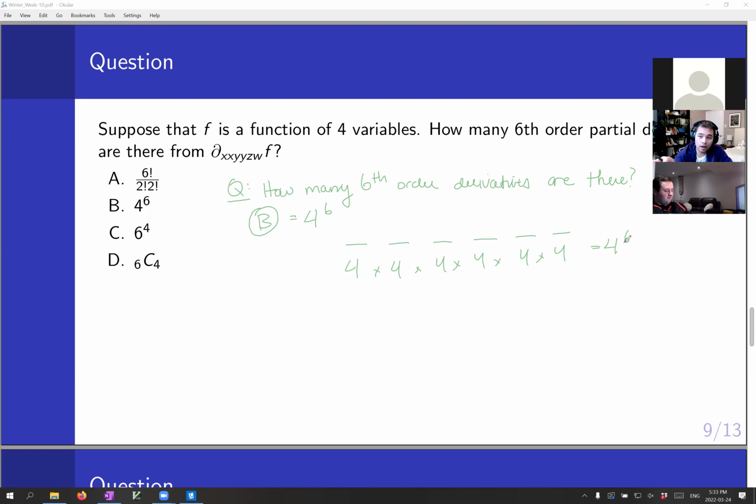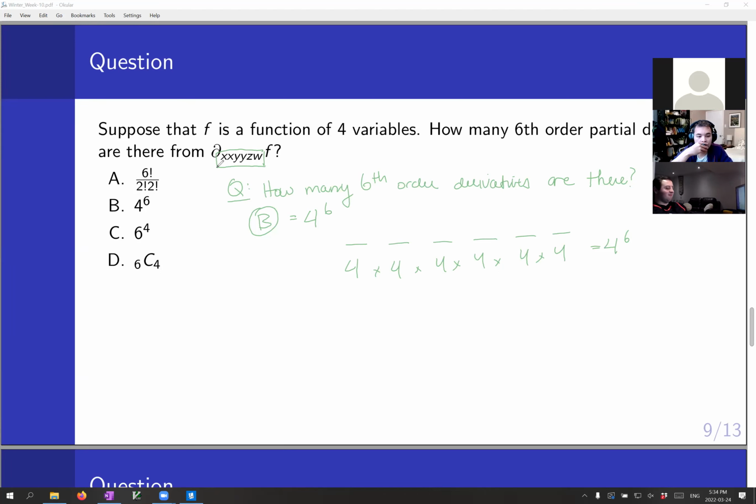But in this problem, we're not asking you to find all of those, right? We're saying how many of them specifically are of this form. And one of the things that hopefully you learned is that in Clairaut's theorem, or in this case, the generalization of Clairaut's theorem, the order of these actually doesn't matter. If you're taking an x, x, y, y, z, w derivative, you can take those derivatives in any order that you want. So you could have done x, y, x, z, w, y, or something like that, right?